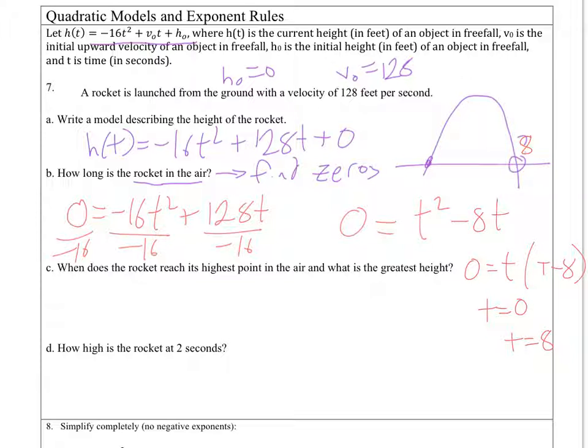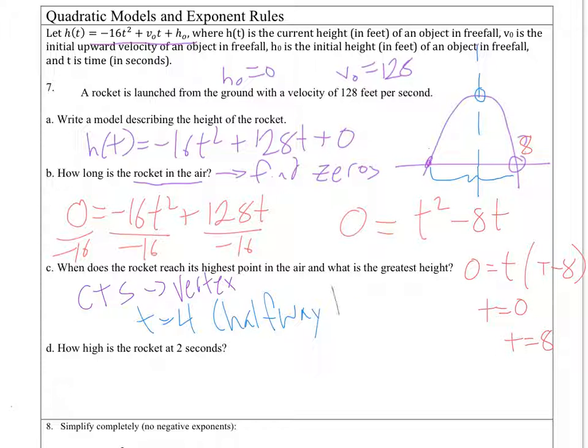When does the rocket reach its highest point? We could think about this in a couple different ways. One way would be to complete the square. Maximum height is going to be our vertex. Another way to think about this is that if we know that parabolas are symmetric, which they are, the maximum height is going to occur exactly halfway between my two zeros. So if I go from 0 to 8, my maximum height would be at t equals 4. And that's halfway between 0 and 8.